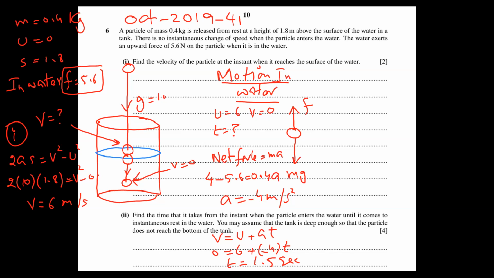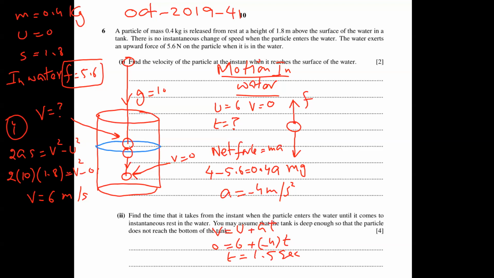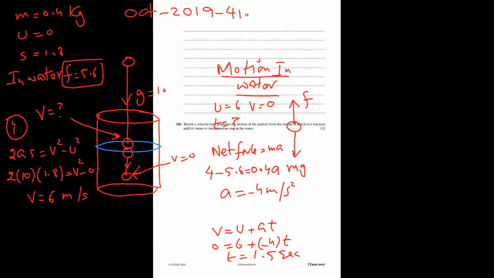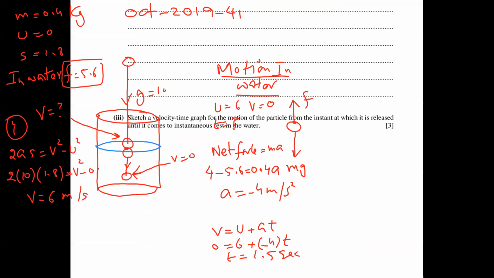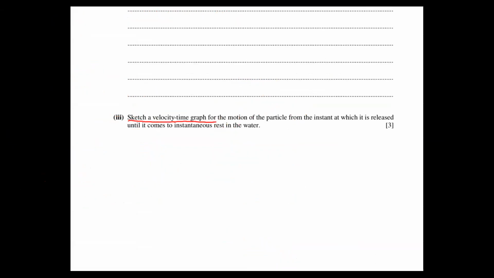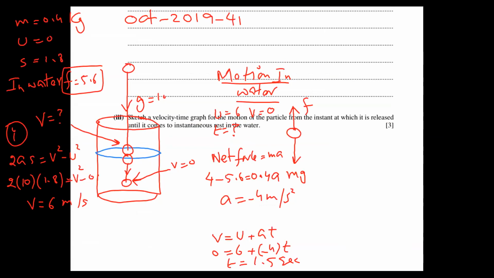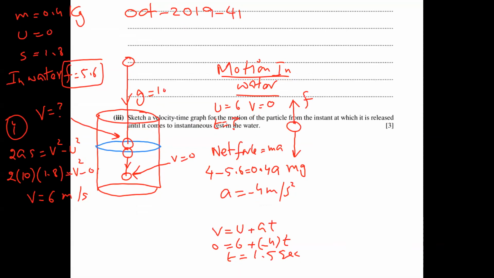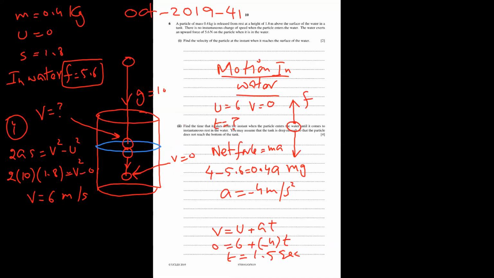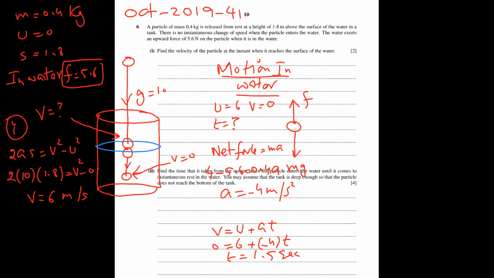Now we'll go for the sketching part. On the next page, the question says: sketch the velocity-time graph for the motion of the particle from the instant at which it is released. It means from the top until it comes to rest in water. It is a 3-mark question, so we have to draw until it comes to rest from the top. So let's start.